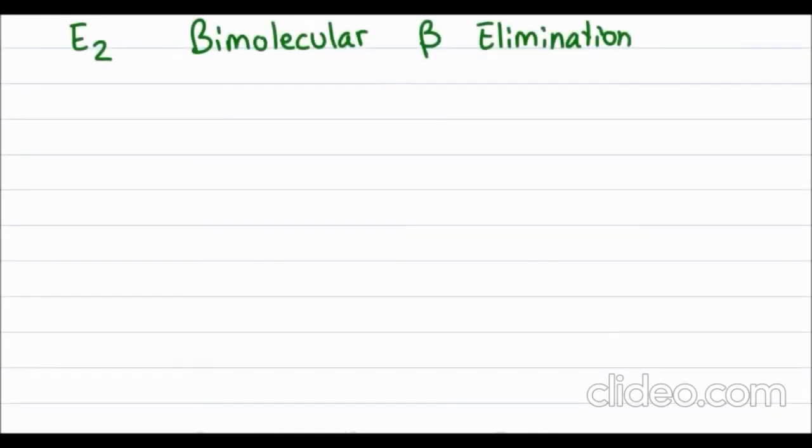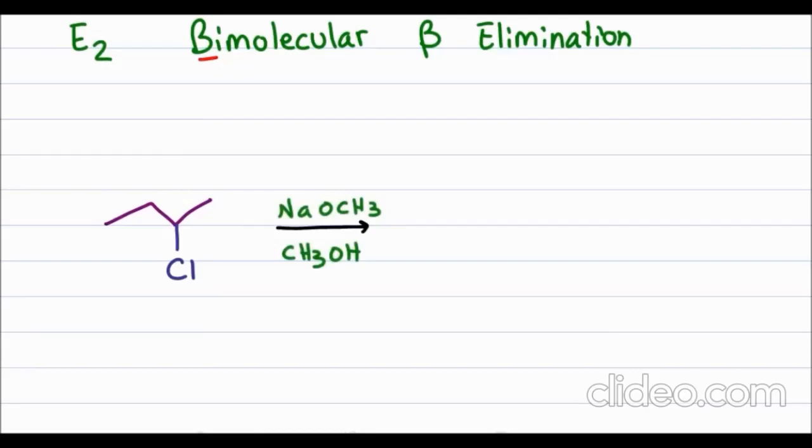An E2 reaction is a bimolecular beta elimination. Bi tells us 2 molecules reacting at the same time. That means no intermediate for a fast one-step reaction. For this E2 reaction, we'll look at a secondary leaving group reacting with NaOCH3 and CH3OH, recognizing that Na is a positive spectator, giving us a negative base, in this case CH3O- or methoxide.